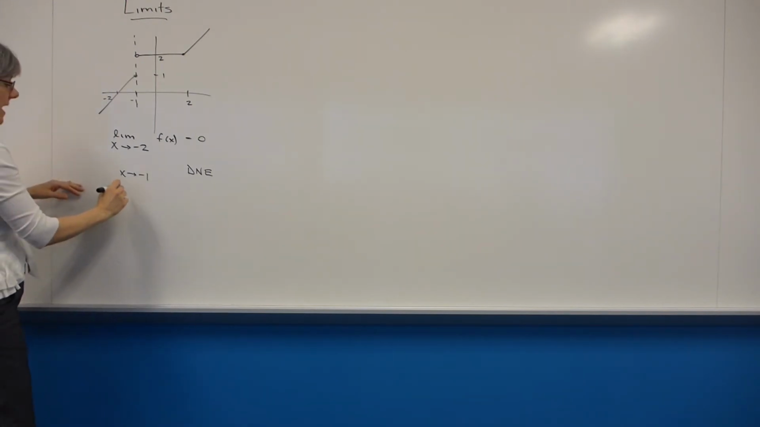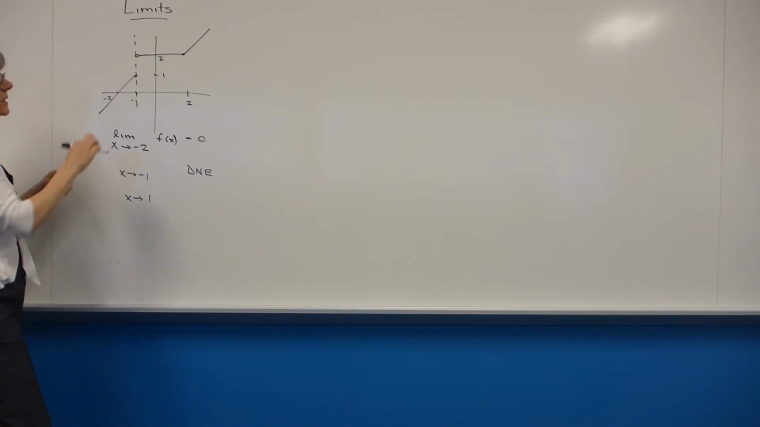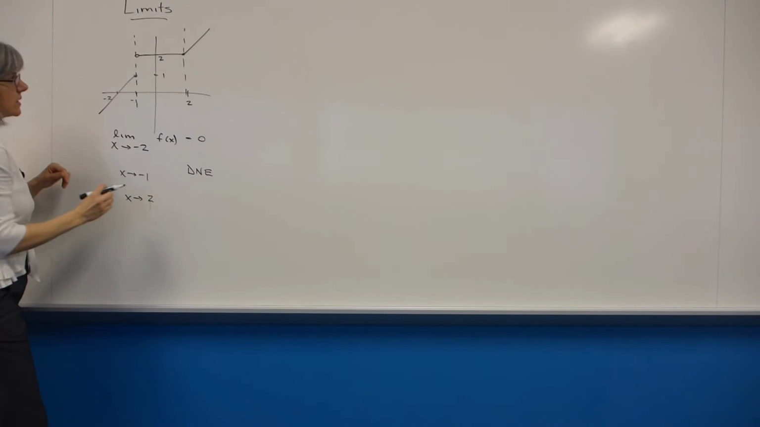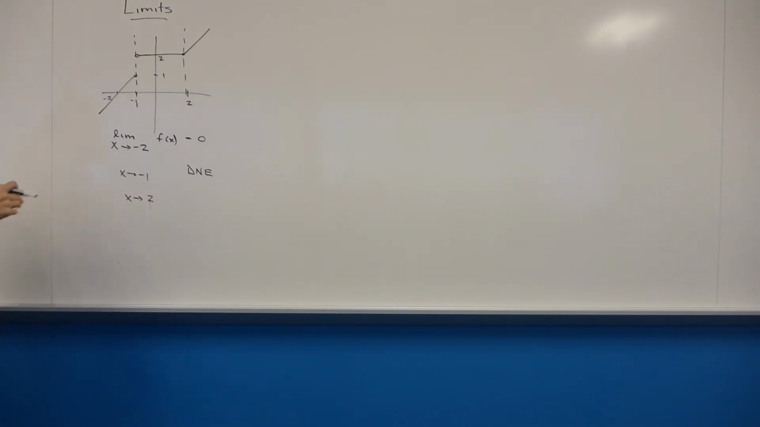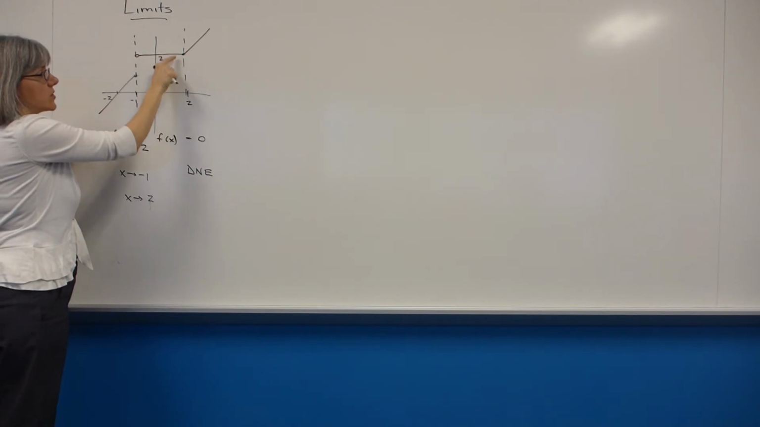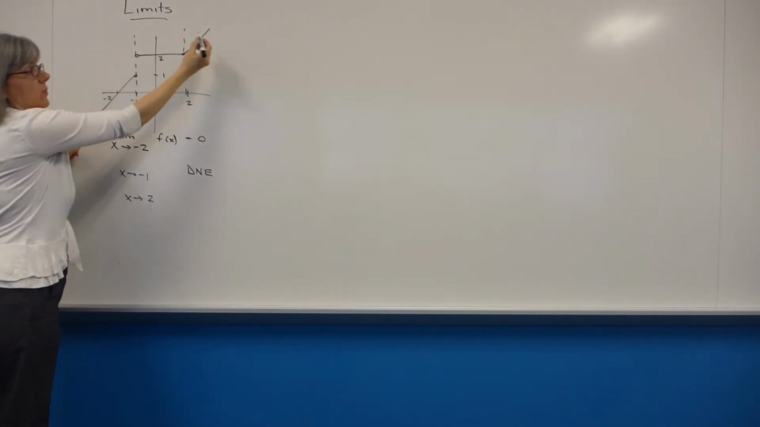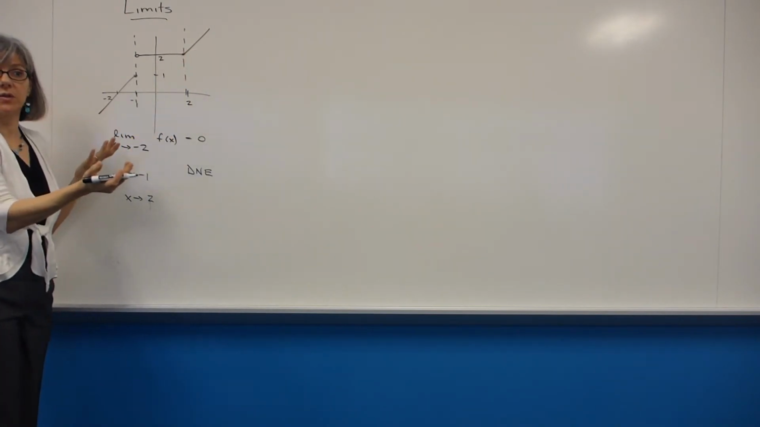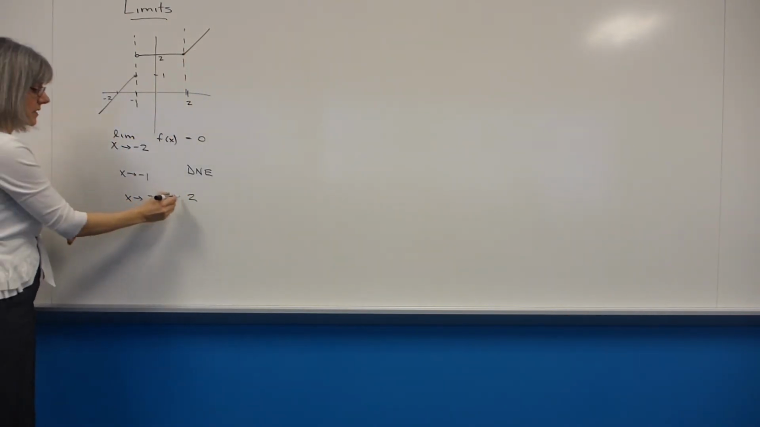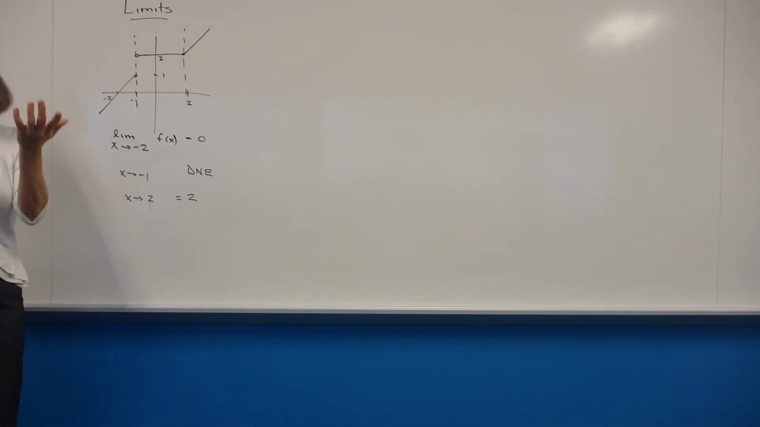All right, so let's look at x approaching 2. What's the function doing from this side? It's reaching 2. And from this side? Reaching 2. So the answer is 2, that limit exists. Is it continuous? Yes, right versus left, the point is there, all's good.